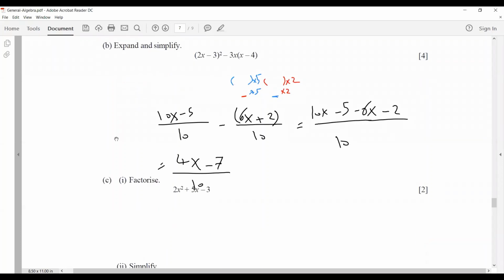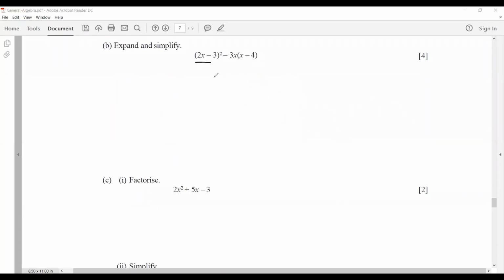Expand and simplify. I have to expand this. If you recall the famous identity (a plus b) squared or (a minus b) squared, you have to square the first and last term, right? And the middle term is double the first term times the second term, and the sign follows whatever the sign is between a and b. If it's positive, you put positive. If it's negative, you put negative.